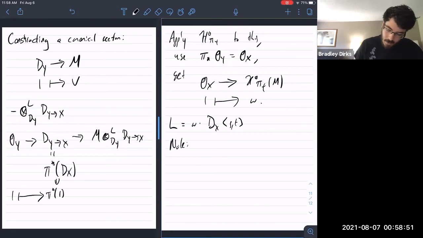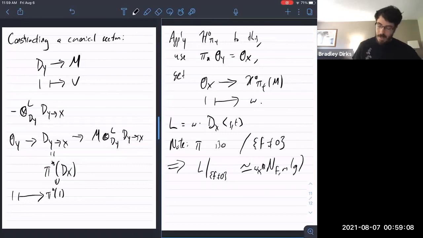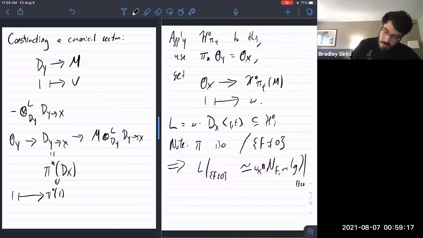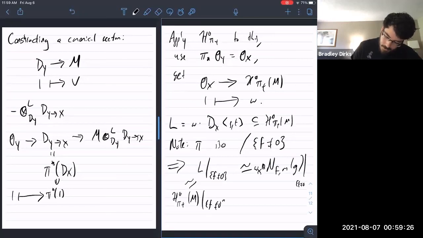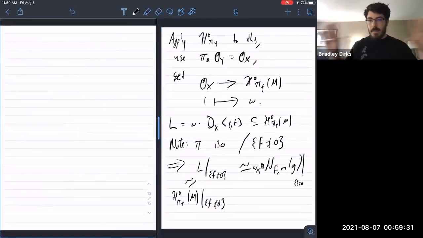Right, okay, so note pi is an isomorphism over that set where F is non-zero. And so that implies if we restrict L to the set where F is non-zero, we actually get an isomorphism of this with our N_F M G twisted by omega_X. Again, we have to restrict this to F non-zero. I should say this is sitting inside of this H^0 pi lower plus of M. And also H^0 pi lower plus of M restricted to F non-zero is isomorphic to this. So everything's really the same on that big open subset.